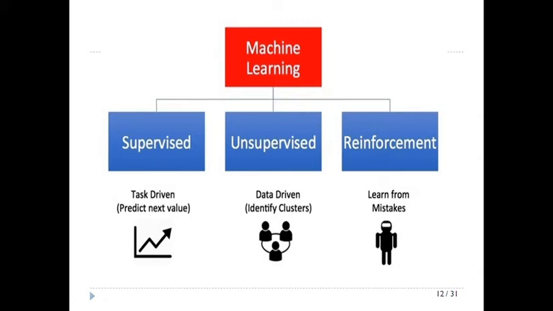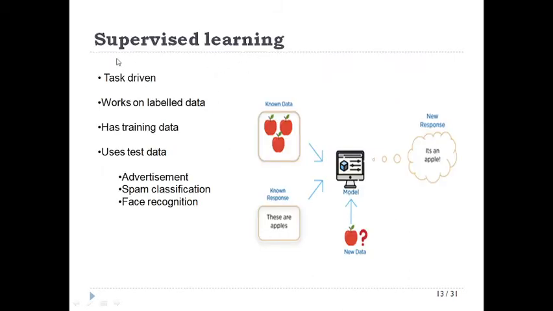We put labeled data in supervised learning, and unlabeled data we put in unsupervised learning, where we are saying that we are leaving the algorithm unsupervised, you just give us whatever you're finding, right? So that is done on unlabeled data. And talking about supervised learning, it is always task driven. It works on labeled data. It has training data, lots and lots of training data, because without training data you cannot supervise, right?